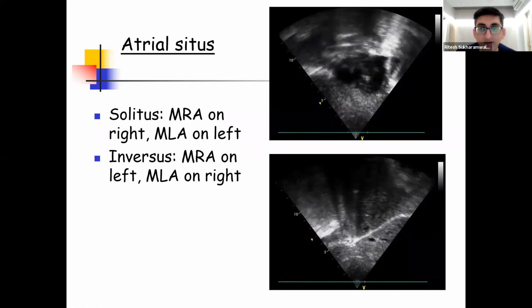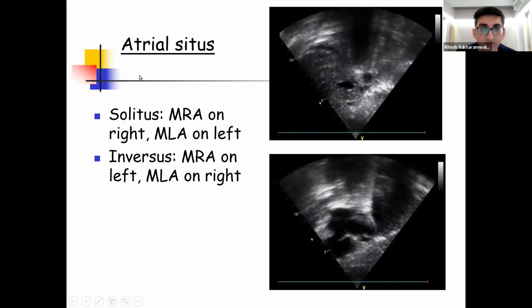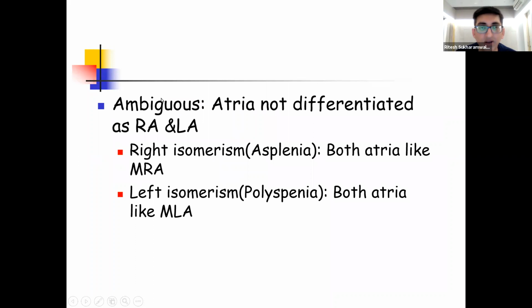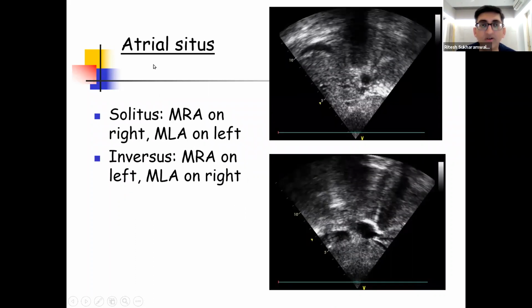Now, after learning the various characteristics of the various structures, we need to know the location or the position of these structures. So for understanding the position of the atria, the term coined is the atrial situs. How is the atria positioned? The atrial situs is termed solitus when it is a normal connection, where the right atrium is on the right side and the left atrium is on the left side.